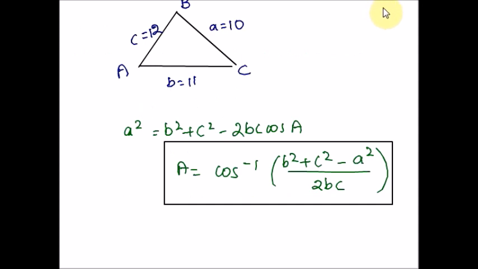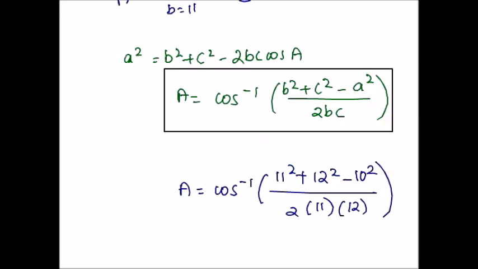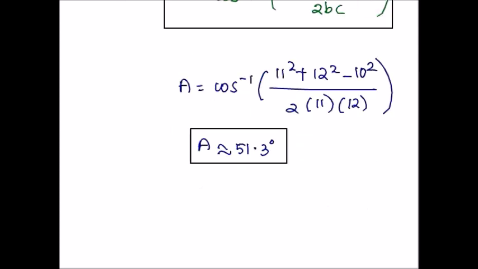Now we are ready to plug in our sides. Replace B by 11, C by 12 and A by 10. I'm using a calculator to find the values. I'm getting A is approximately equal to 51.3 degrees. You can use law of cosine for B and law of cosine for C, but that is usual.